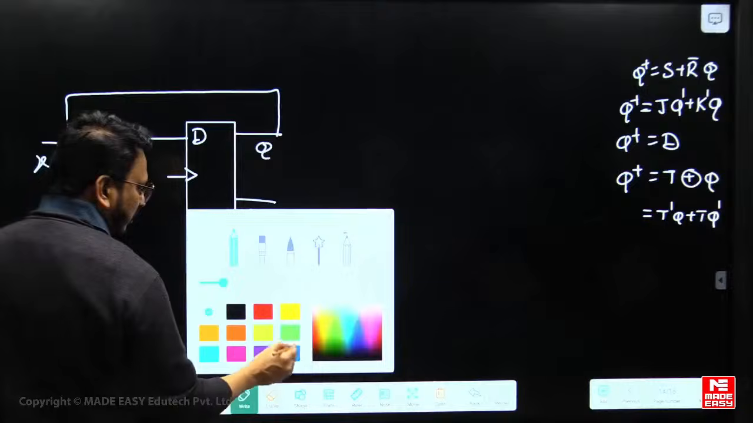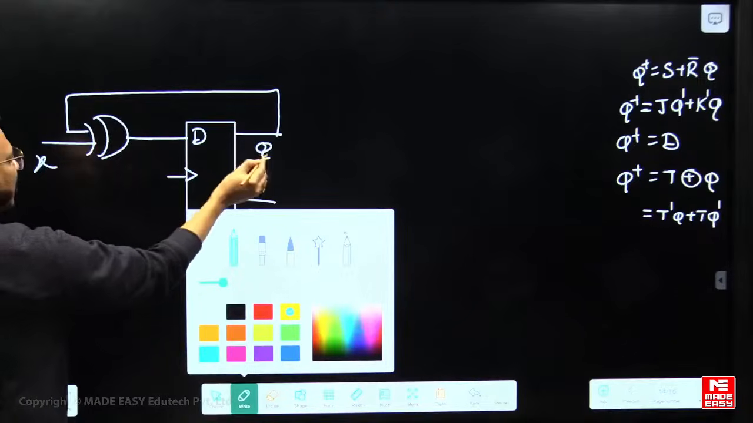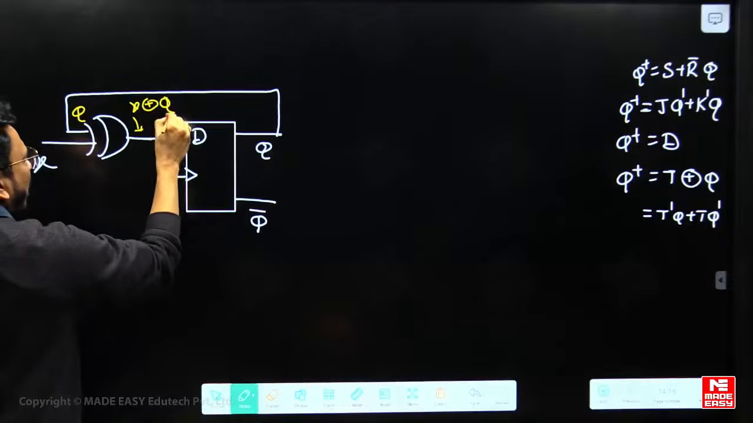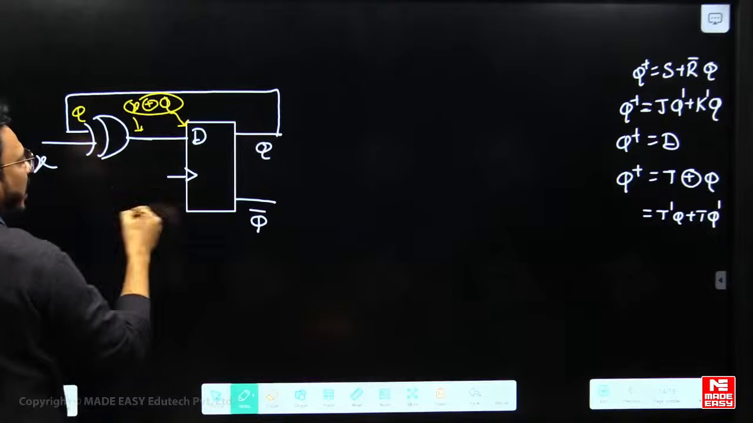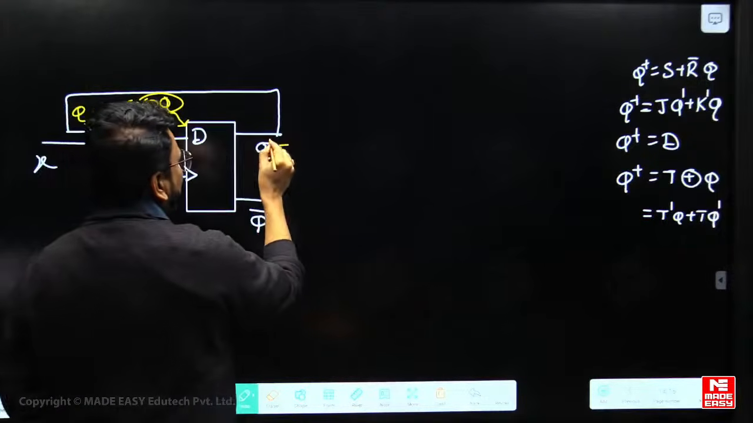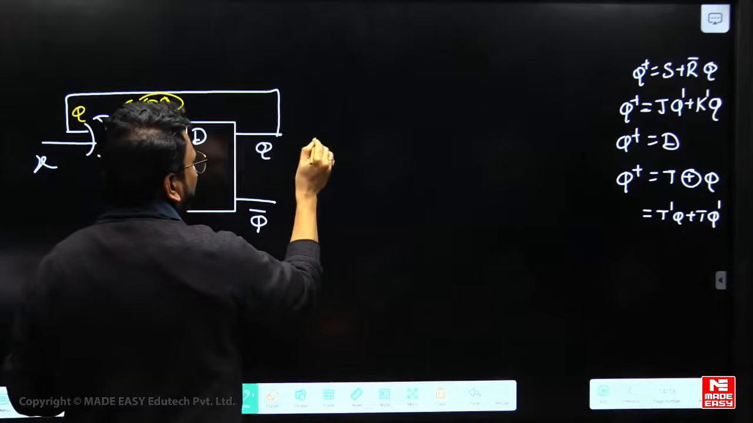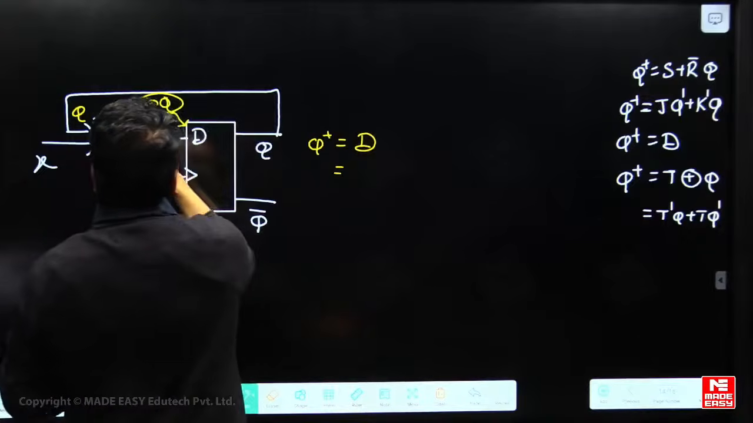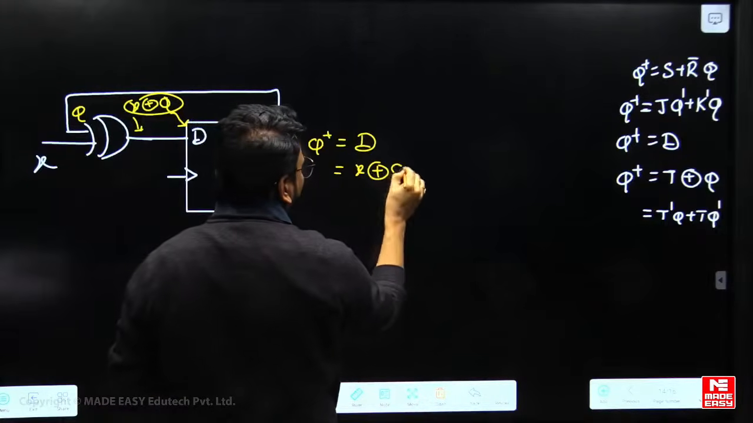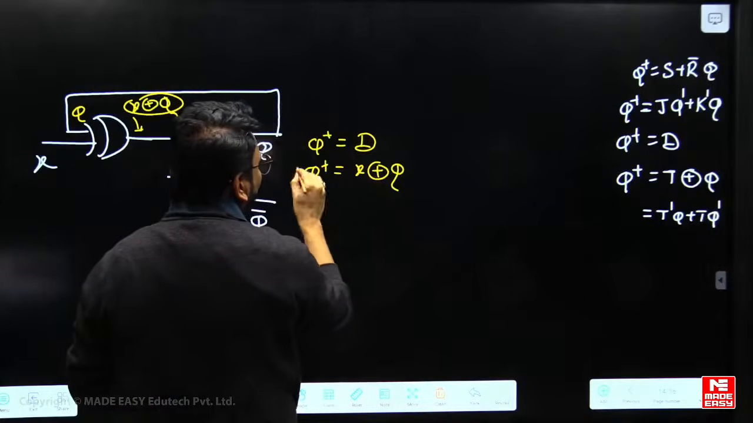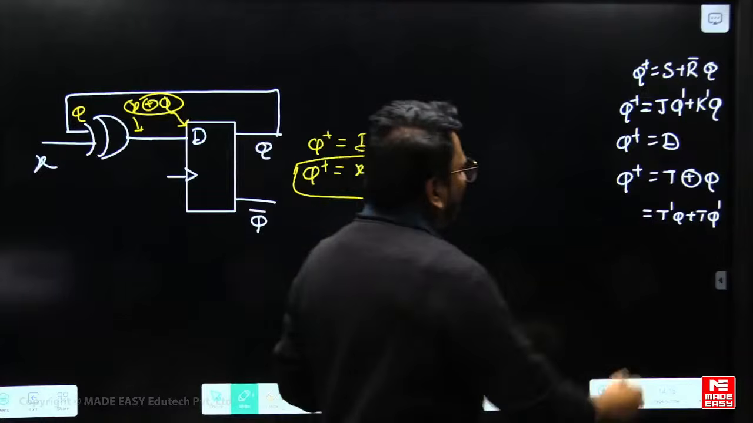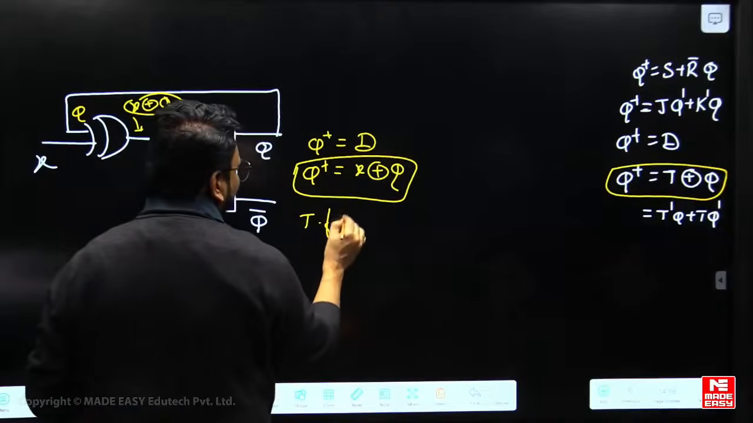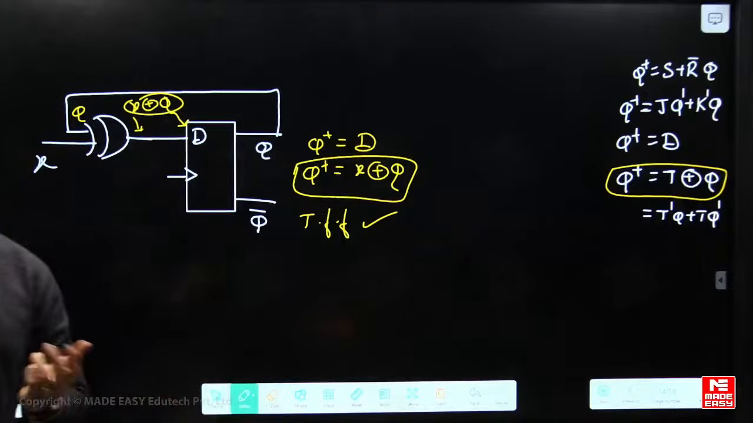Here, write this expression first. This Q came here, and here we got X XOR Q, and this is connected to D. From this, the Q plus we are going to get is D, and for D what is applied? X exclusive-OR Q, that only will come. So Q plus, we now got X exclusive-OR Q. Among all these, which satisfies that is T. That's why the option is T flip-flop. Completed.